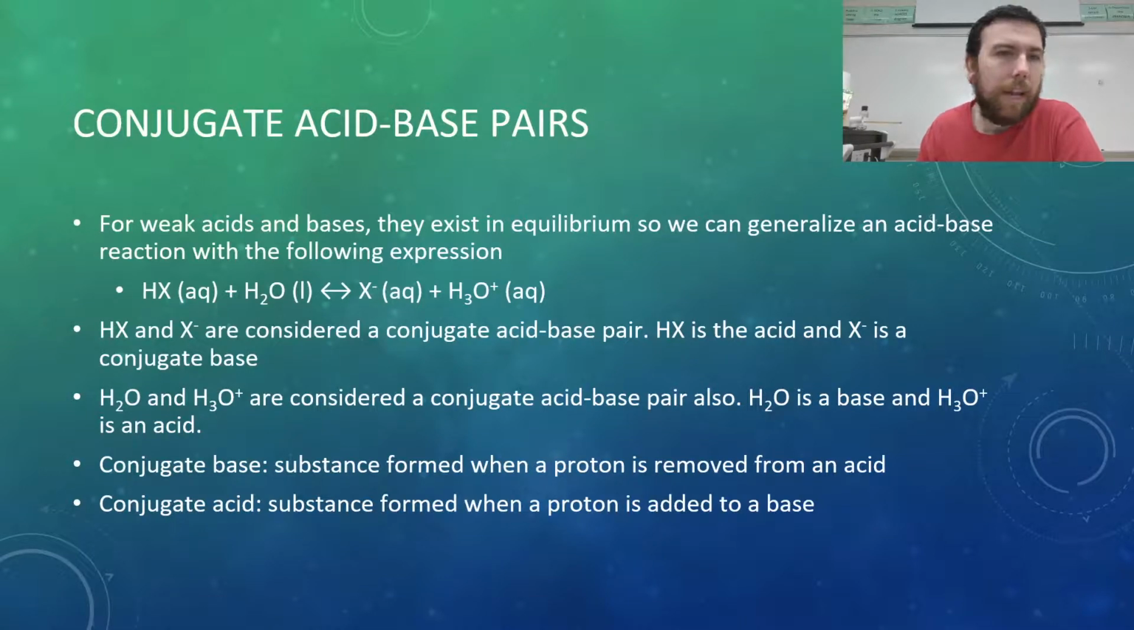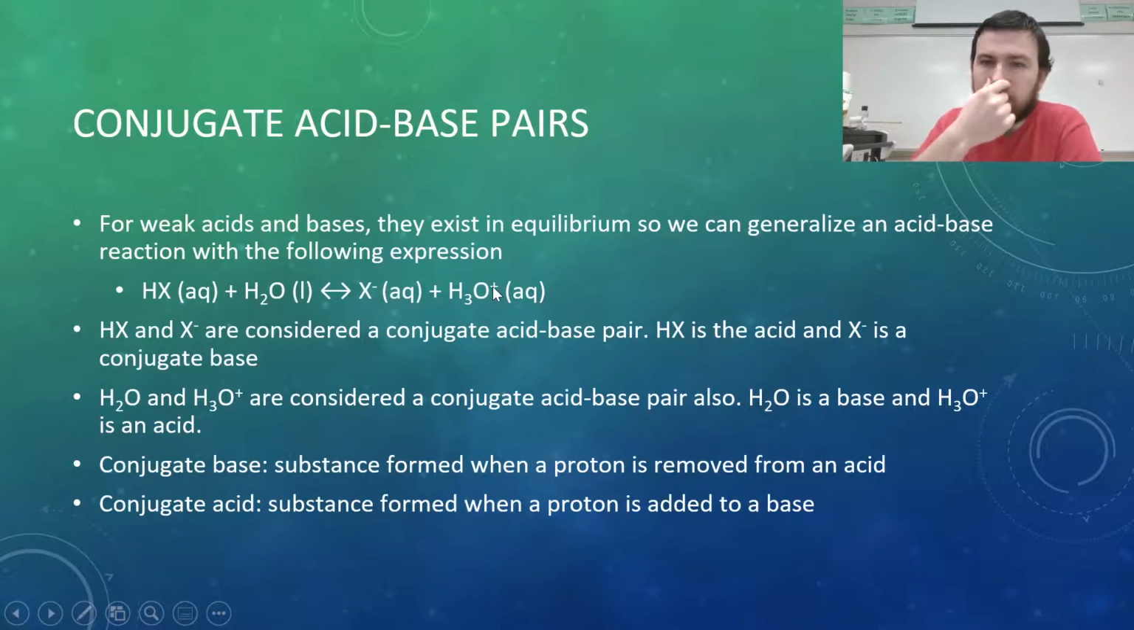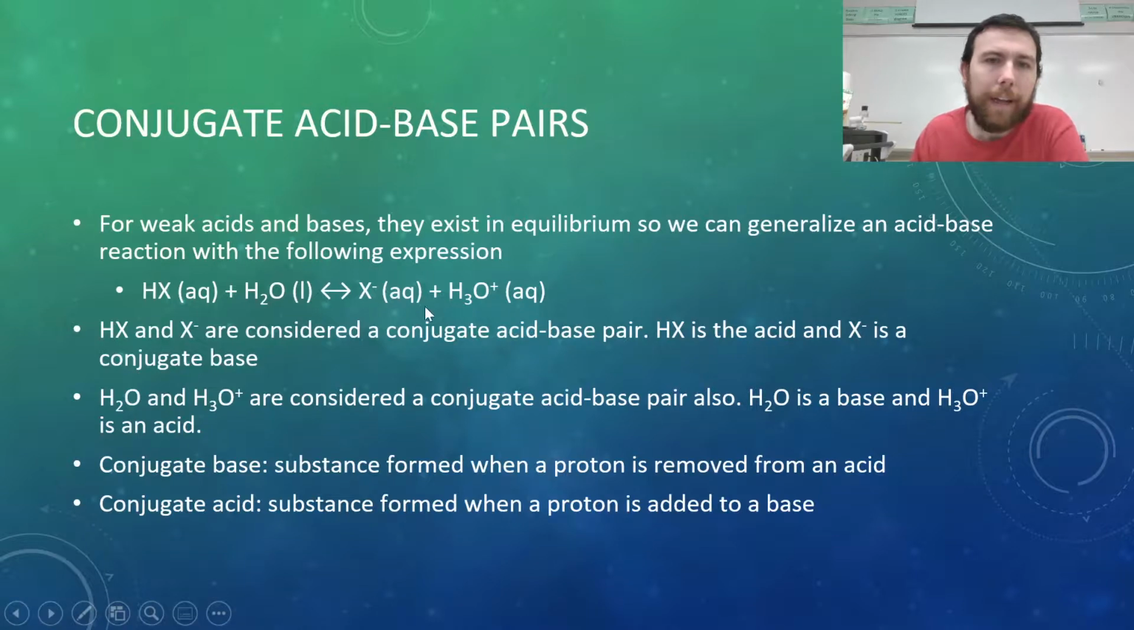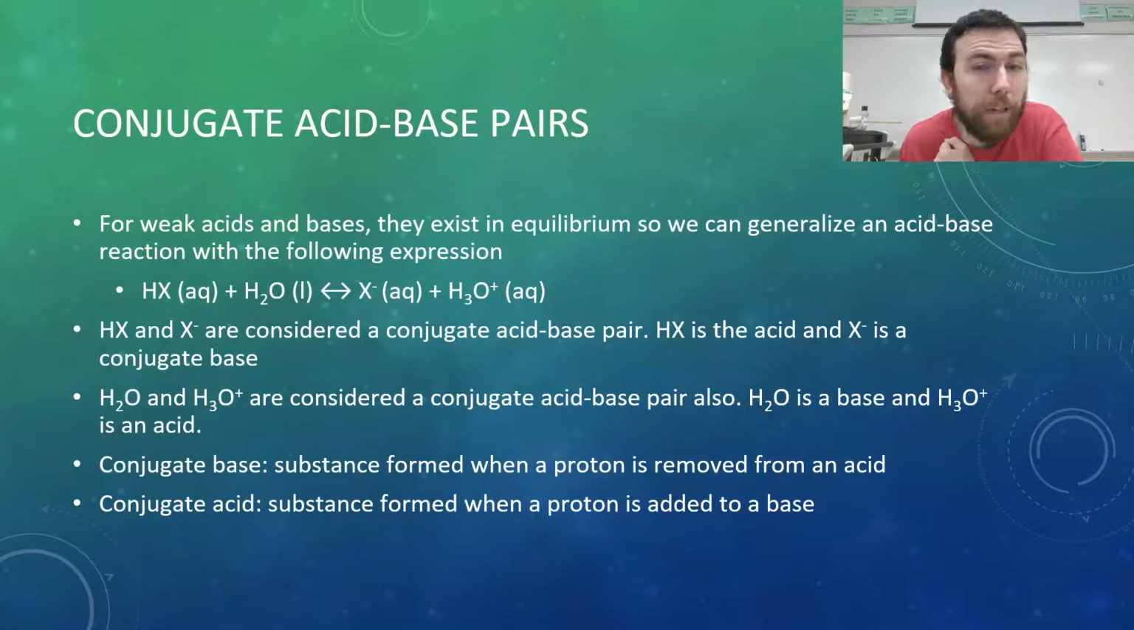Okay, because X minus was the substance that was left over. Now, in this reaction, H2O and H3O plus are related as a conjugate acid-base pair as well. H2O is going to be the base. It's the substance that received the hydrogen. And then H3O plus is an acid using this Bronsted Lowry definition. H3O plus now has the capacity to donate a proton to X minus.